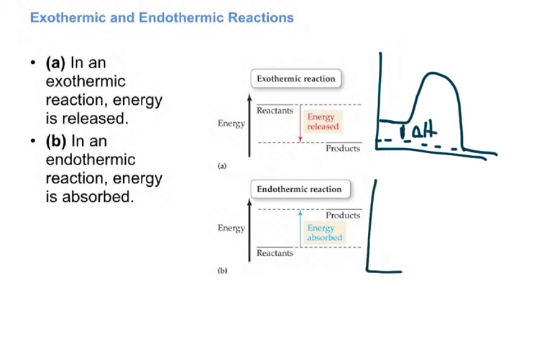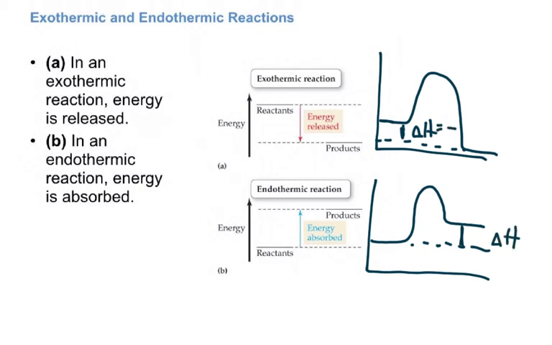And then this second one down here, you're starting over here, but you end up higher than when you started. Again, that difference over here is still called delta H. The difference is that on an exothermic reaction, it's negative because you end lower, whereas in an endothermic, it's positive because you end up higher than where you started. So the reason for that is because in an endothermic reaction, energy is being absorbed. So I wanted to go ahead and explain those two graphs.